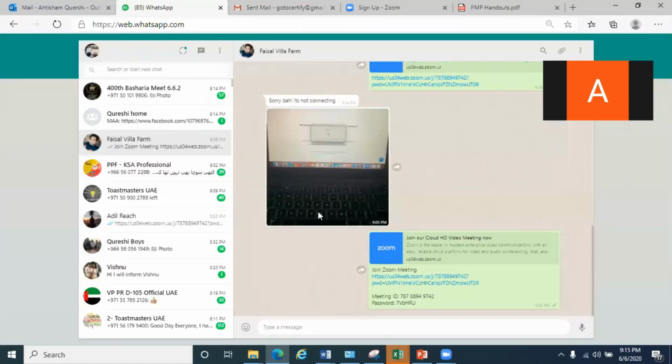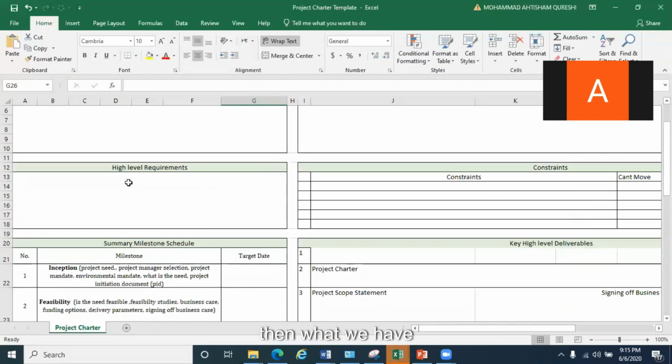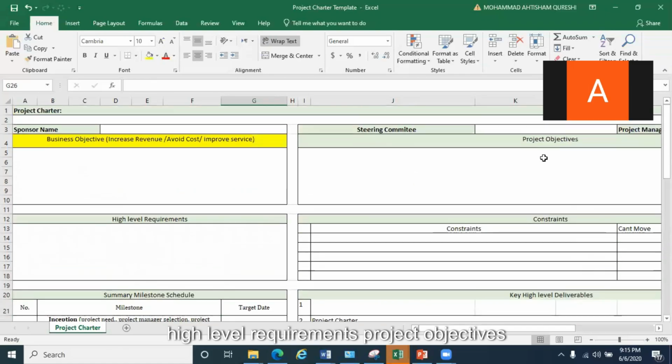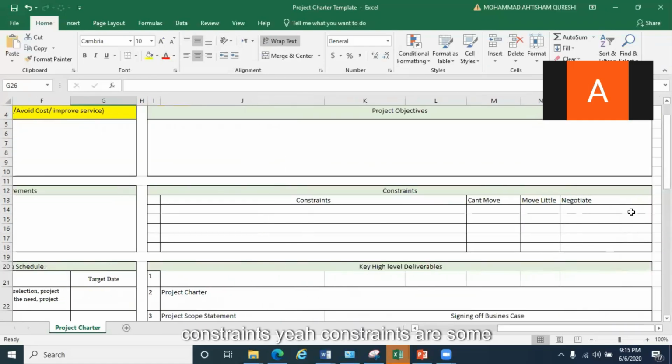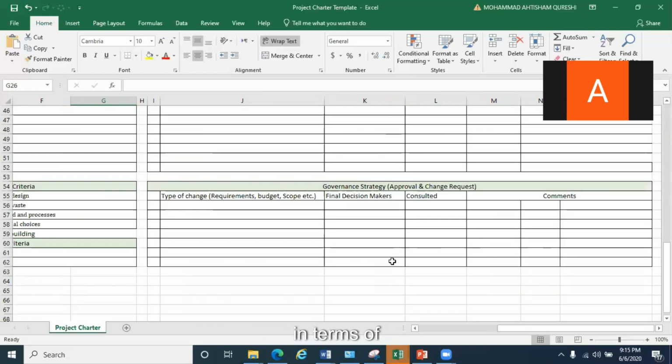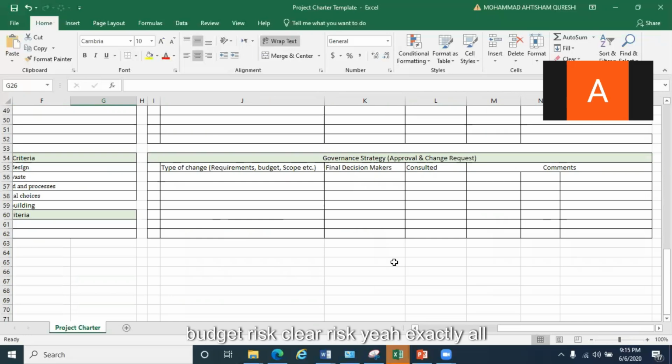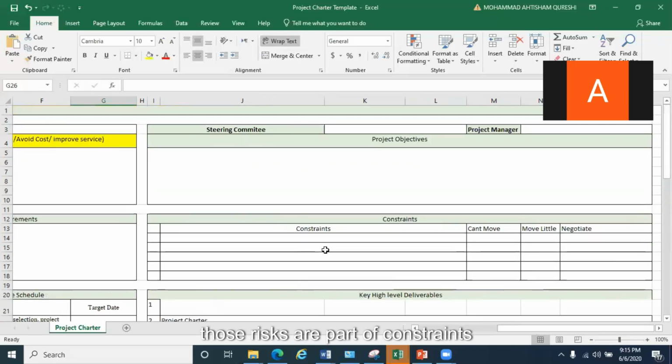Okay. Then what we have, high level requirements, project objectives, we talk constraints. Constraints are some limitations. Limitations in terms of, as I said, budget. In terms of budget. Basically, a risk. Exactly. All those risks are part of constraints. Constraints. You cannot move, or you can move.